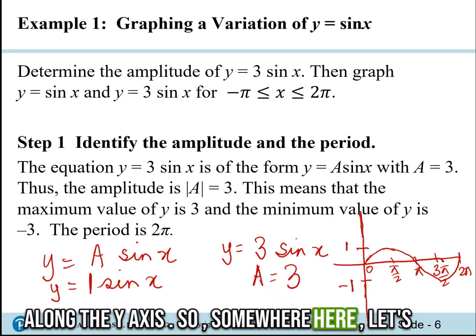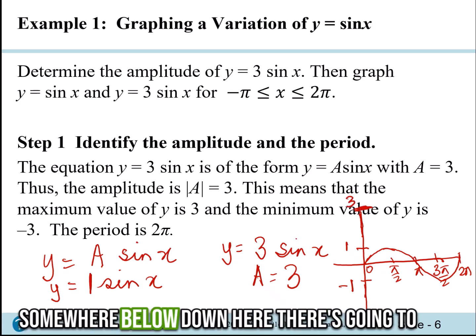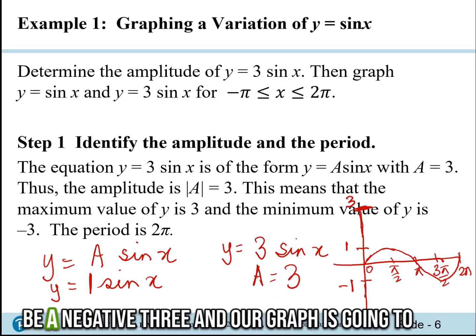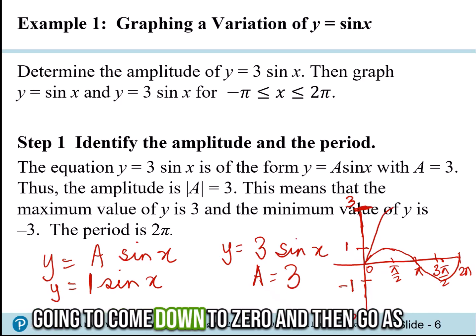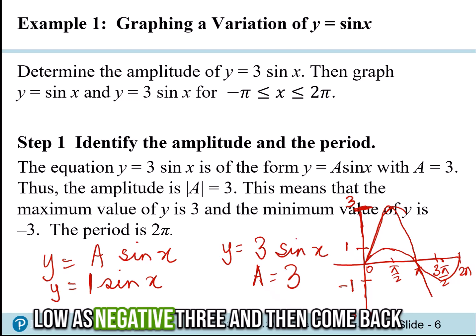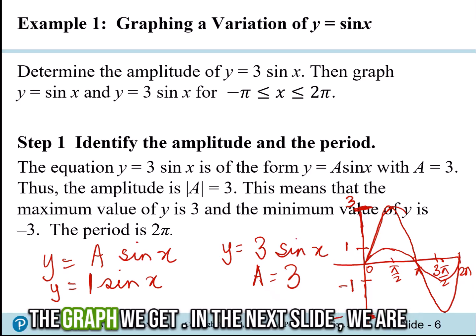So somewhere here, let's say there's going to be a positive 3. Somewhere below, down here, there's going to be a negative 3. Our graph is going to rise as high as positive 3, and then it's going to come down to 0, go as low as negative 3, and then come back again to 0 at 2 pi. So let's see if that's the graph we get.